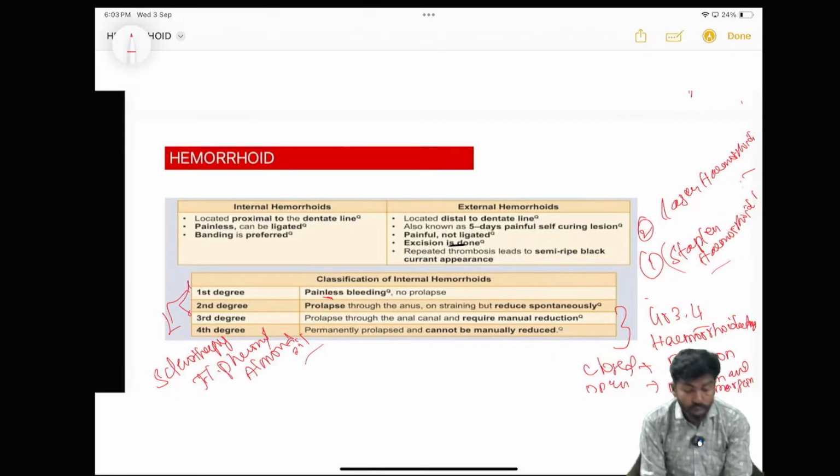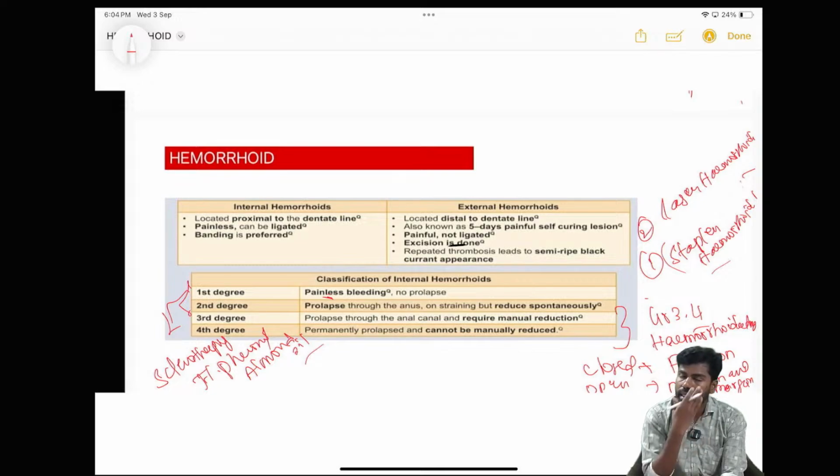Then suppose you want to do some OP procedure, suppose the patient has hemorrhoids. If you want to do something, then what can you do? You can do banding. That is for piles, you can do in an OP procedure by just injecting local anesthesia. Then you can do the banding also. Nowadays we are not doing banding much. In an OP procedure you can do banding, and then you can do injection sclerotherapy also.